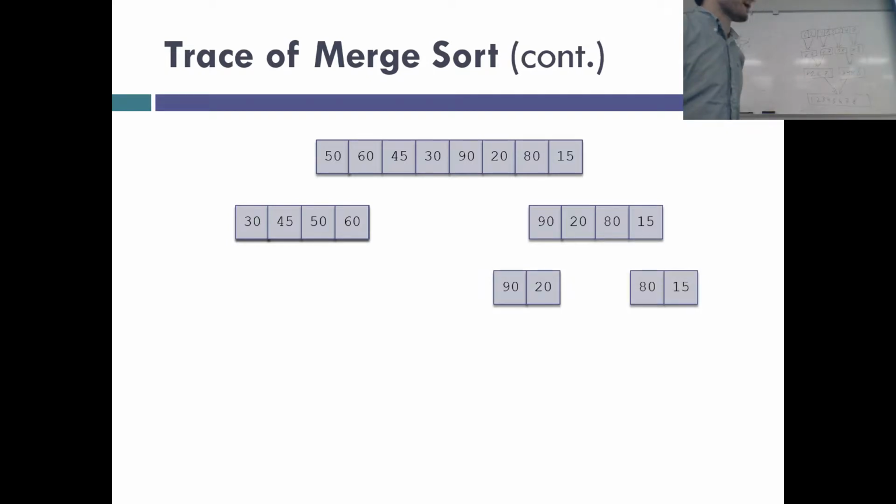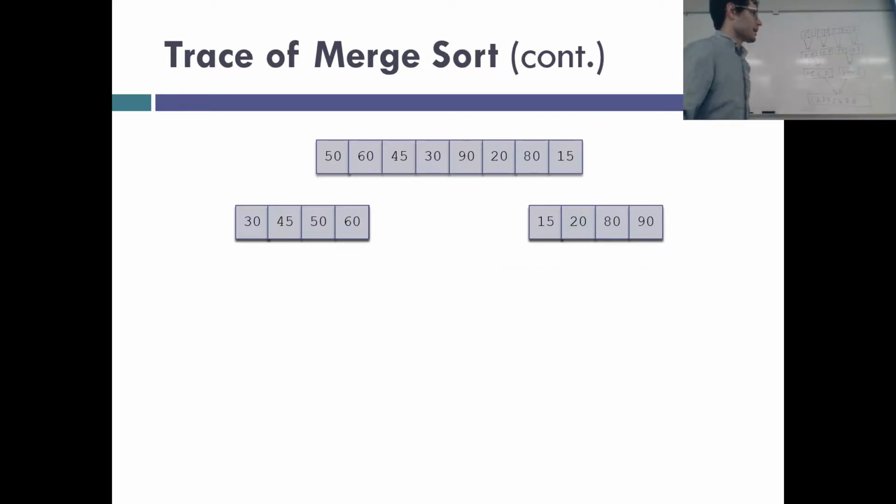Now we need to sort the right half. That gets split into 90 and 20 and 80 and 15. 90 and 20 get split up. They merge back together to become 20 and 90. 80 and 15 get split up. They merge back together in 15 and 80. Then we merge those together to get 15, 20, 80, and 90.